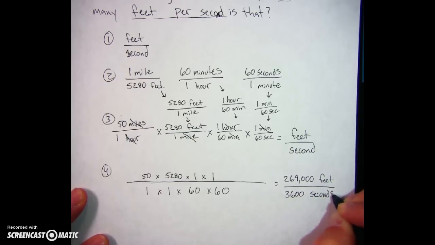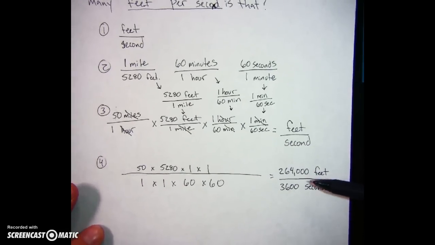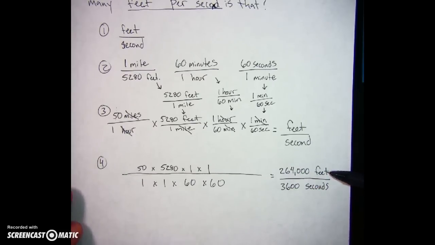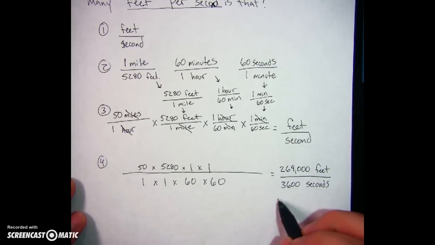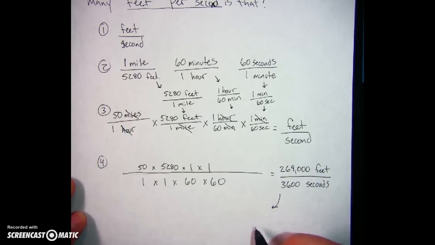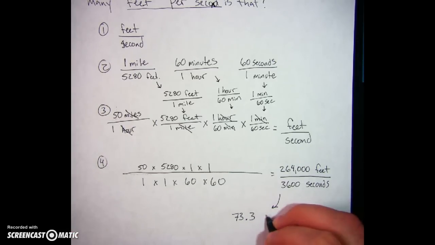So what I just figured out is that I will go almost 250,000 feet every 3,600 seconds. But that's a really big term. So we're going to simplify this fraction and do this big number divided by 3,600 in order to simplify it. And what we get for our final answer is 73.3 feet per second.